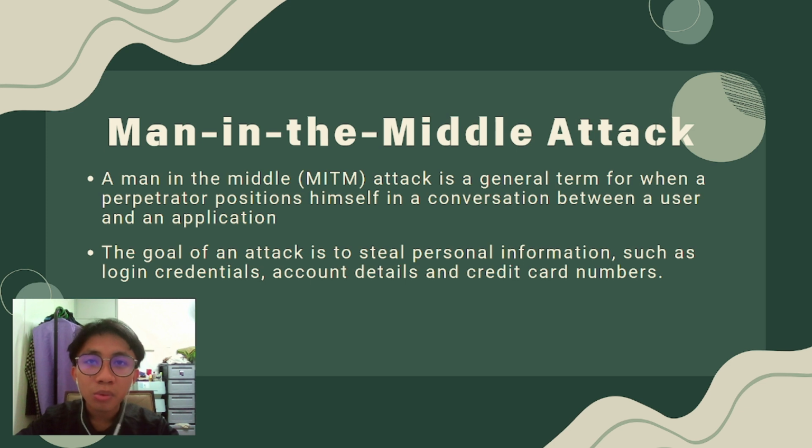A man in the middle is when a person gains access to a user's conversation with another user, and then when that user spills sensitive information such as card details and credit card numbers, the man in the middle can gain access to the conversation, grab the details, and use them for malicious activities.